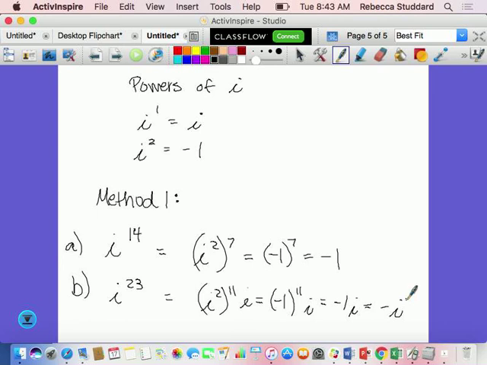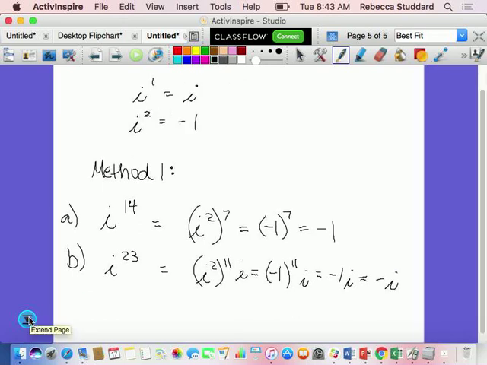How do y'all feel about this method? Okay. Let you do one by yourselves. How about you try i to the 13th. i to the 13th. Try this one by yourself.